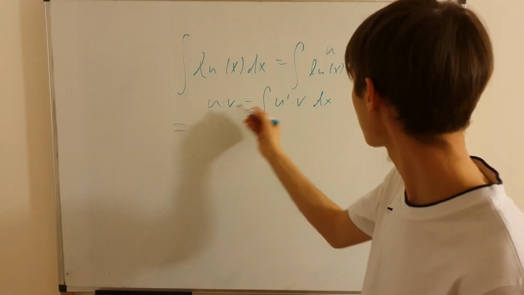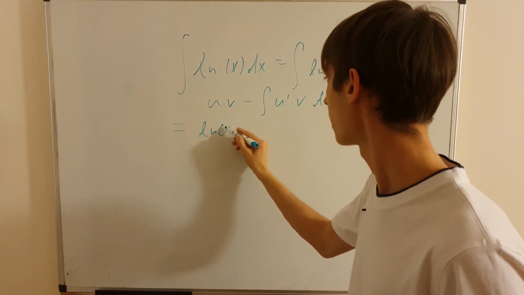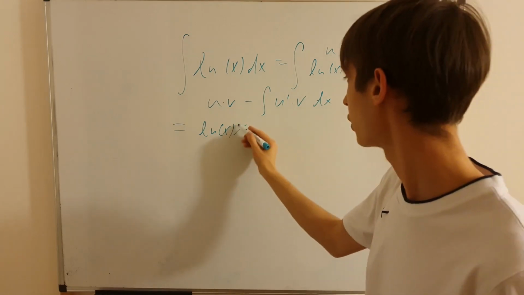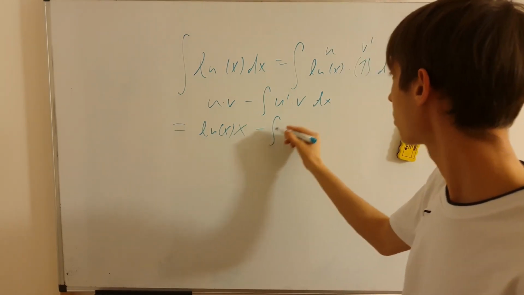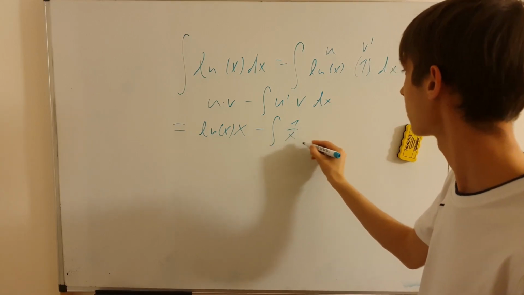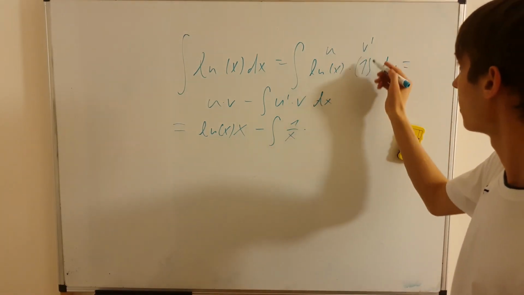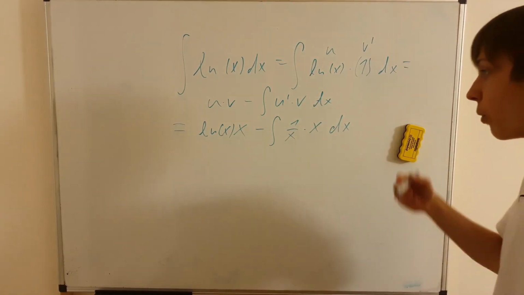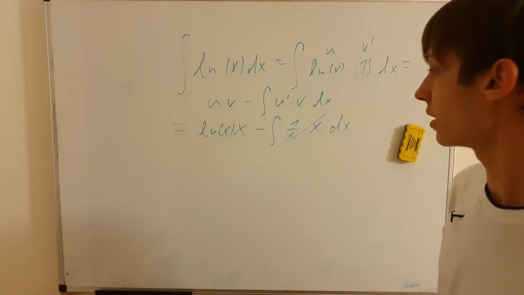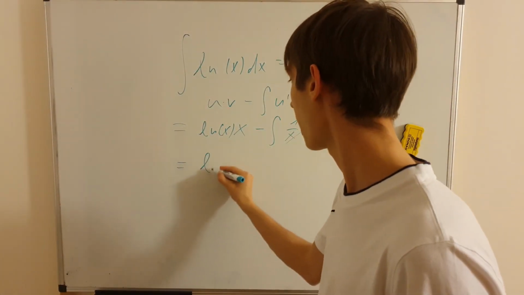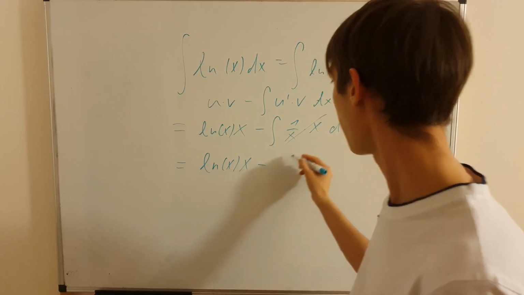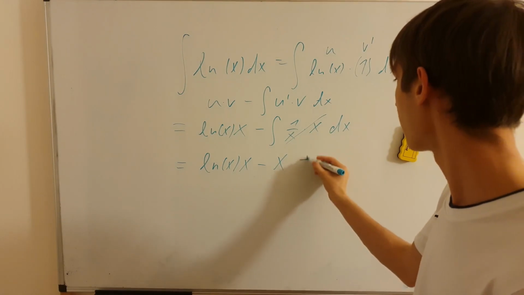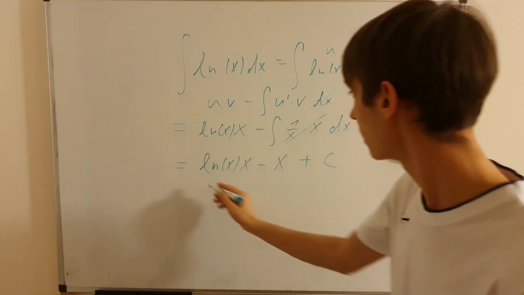So u times v will be ln x, and v will be the integral of 1, which is x. And then minus the integral of u prime, that's 1 over x, times the integral of the v again, which is x, dx. And this is nice. What this brought is basically 1 inside the argument. And so what we have now is ln of x times x minus the integral of 1. The integral of 1 is x. So minus x. And then add the constant to this integral. So this is basically the result.